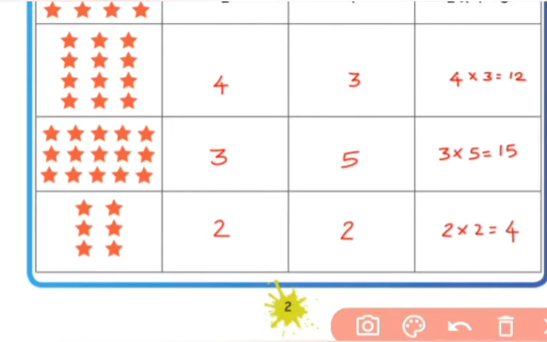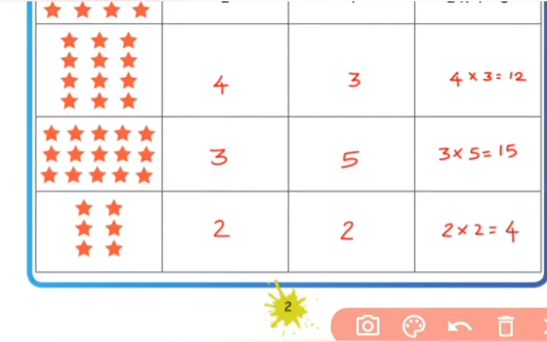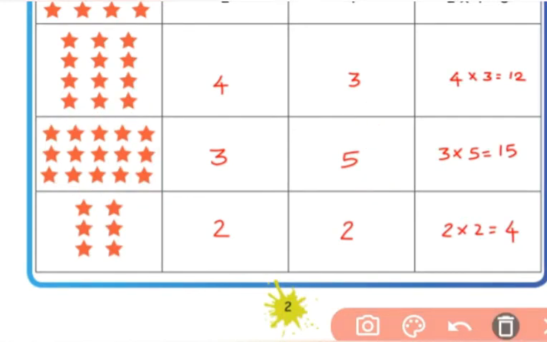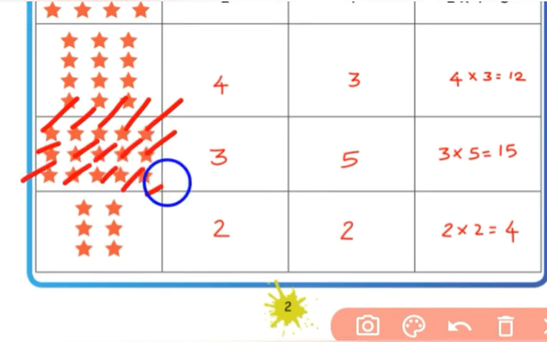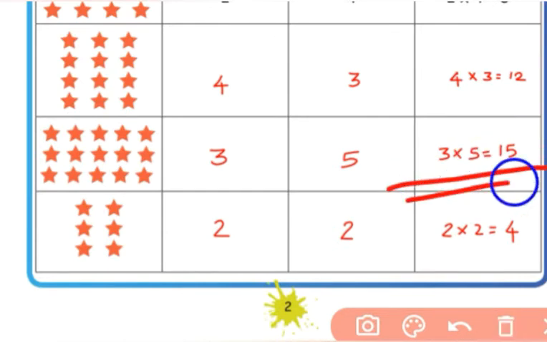Next, number of horizontal rows 1 2 3. You have to write here 3. Next, number of vertical columns 1 2 3 4 5. You have to write here 5. The total number of stars is 1 2 3 4 5 6 7 8 9 10 11 12 13 14 15. The total number of stars is 15. The multiplication fact is 3 into 5 is equal to 15.